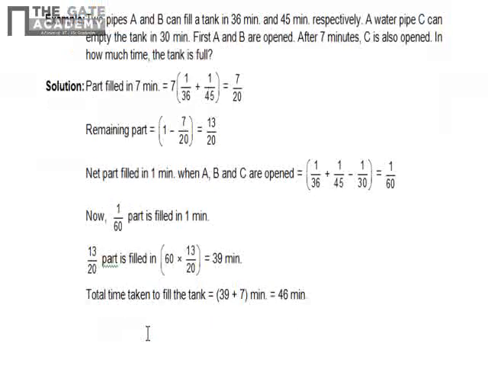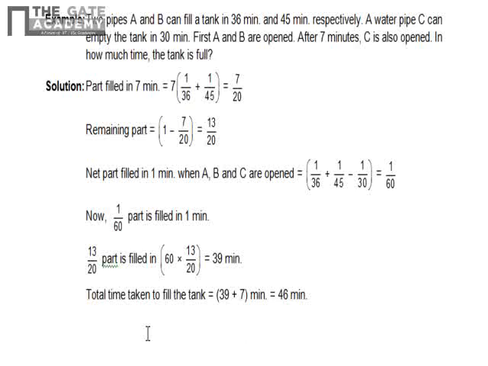Now this is one more example, a very good example. Two pipes A and B can fill the tank in 36 minutes and 45 minutes respectively. A waste pipe C empties the tank in 30 minutes. First A and B are opened, and after 7 minutes C is also opened. In how much time is the tank full?